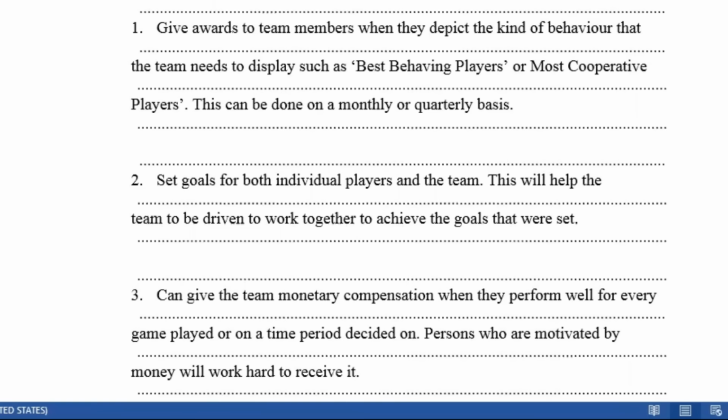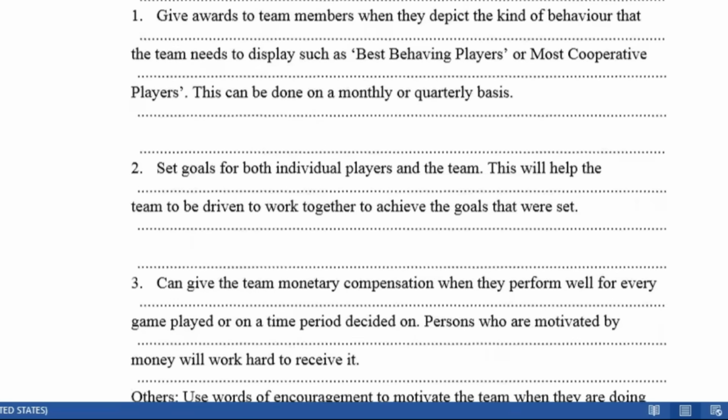The second strategy is that they can set goals for both individual players and the team. This will help the team to be driven to work together to achieve the goals that were set. When you're working towards something, and you know that you're to do this, it gives you a drive, a pull to get done what needs to be done.